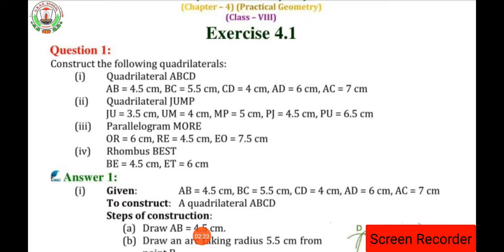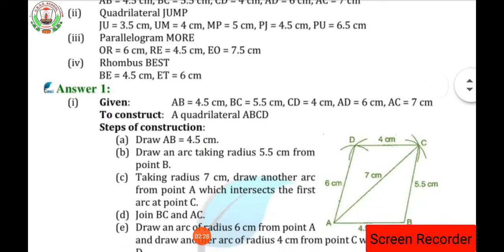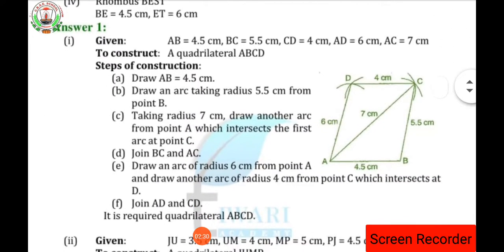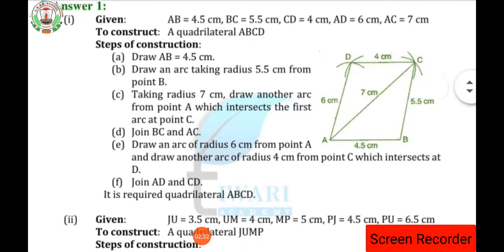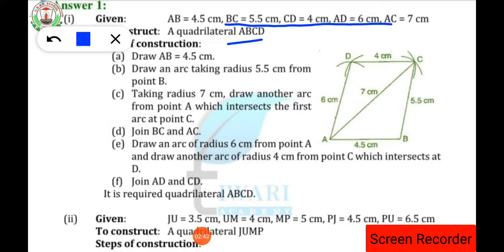Okay, now let's see one by one the solutions of the questions. So dear students, the steps of construction you have to note down in your copy. Clear? So here is the answer. What is given in the question is quadrilateral ABCD, and these are the measurements which are given in the question. So this is the step of construction.